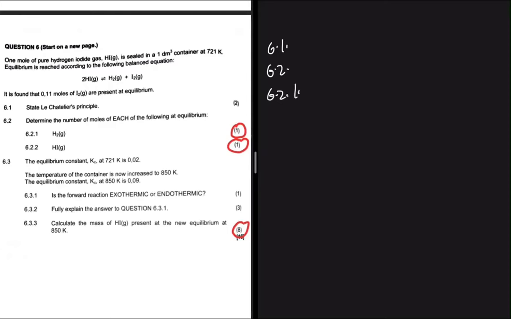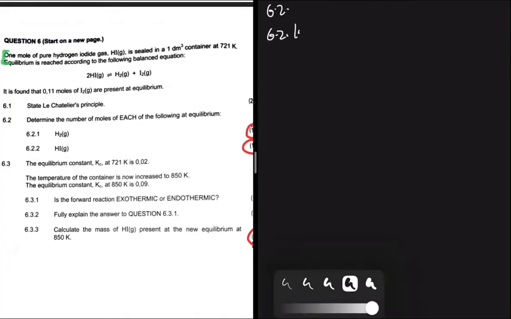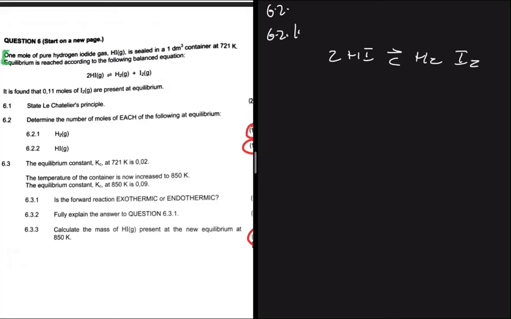Let's go ahead and do 6.2 and 6.2.1 so that you can see exactly what I'm talking about. So if we go through our question statement again here, you're going to see that it says that 1 mole of pure hydrogen iodide gas is sealed in a 1 decimeter cube container at 721 kelvins. Equilibrium is reached according to the following balanced equation. So let's just copy down that balanced equation real quick. So we have 2HI, and then we have H2 and I2. Right. So if we set up our table to calculate Kc, we're going to have something like the following.